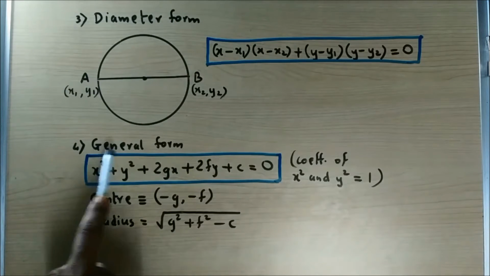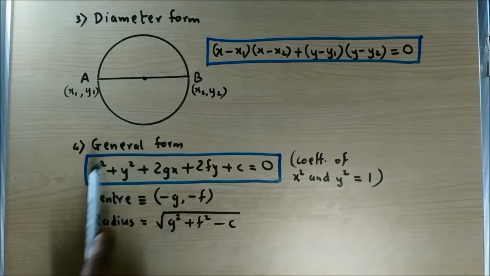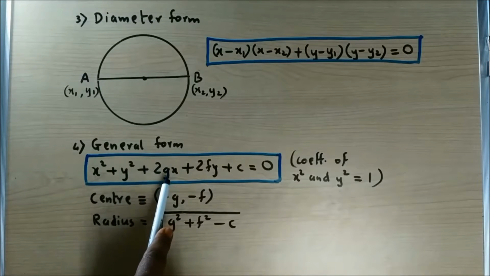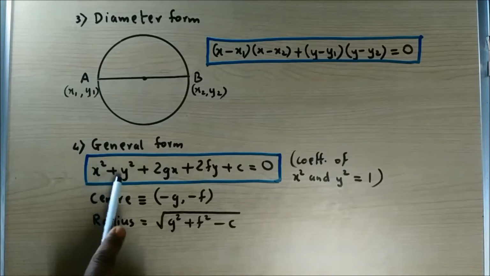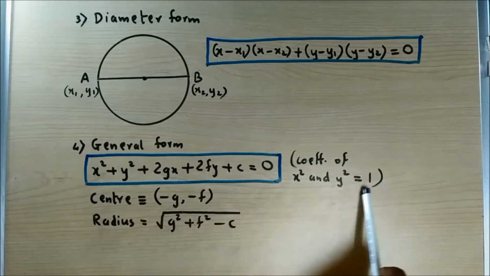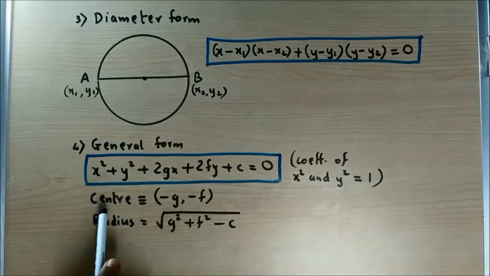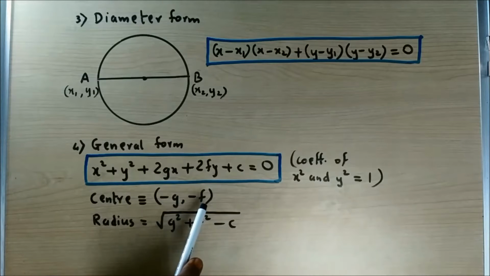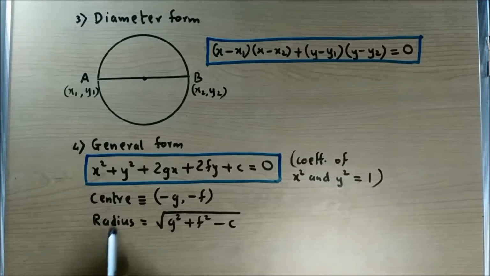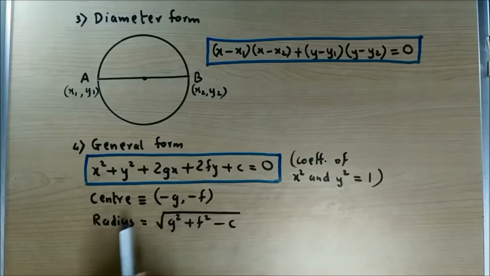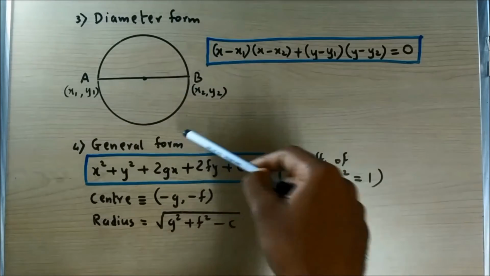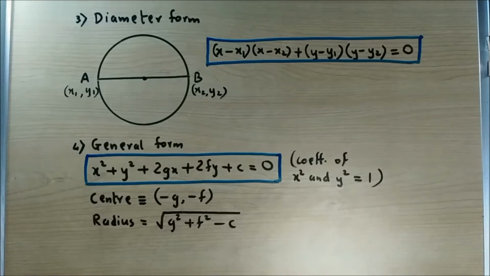And the fourth form is the general form. The general form is given by x square plus y square plus 2gx plus 2fy plus c equal to 0. Remember, the coefficients of x square and y square must be equal to 1. In this case, the center is given by minus g comma minus f. So these are the coordinates of the center. And the radius can be calculated as root of g square plus f square minus c. Remember, radius cannot be negative. So these two are the next forms to find the equations of a circle.